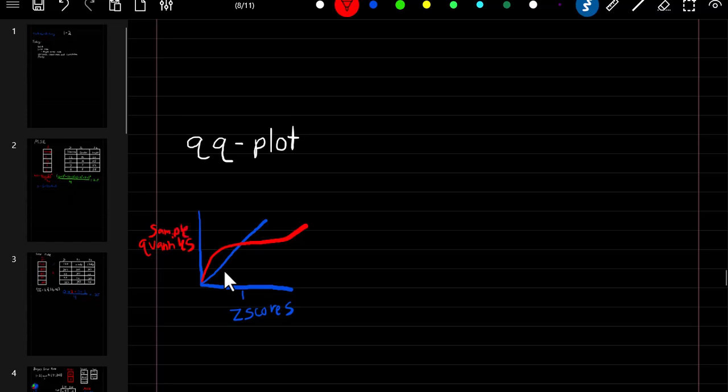So on the x-axis, we have z-scores for normal distribution. These are also known as the theoretical quantiles. So if it follows the distribution that you're proposing it does, so the theoretical is equal to the sample quantile, you will get a straight line. If not, then it will not follow a straight line. So for here, we can see that this variable is not normally distributed.